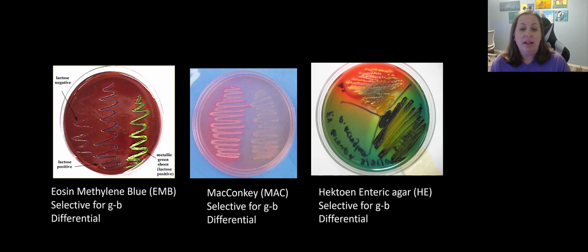The last one on here is the Hektoen enteric agar, or the HE. This is also selective for gram-negative bacteria, and it's differential. You can see that you have the black, you have the red, you have where there's no growth in one of the quadrants. It's going to be selective against gram-positive and allow gram-negative to grow. It's also going to help you differentiate based on chemicals that are present.